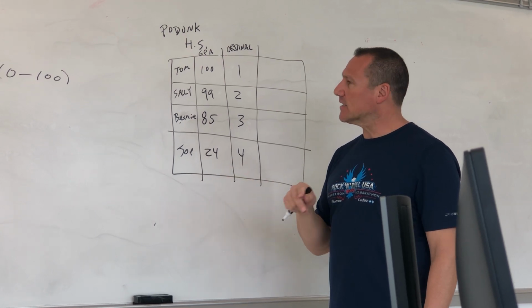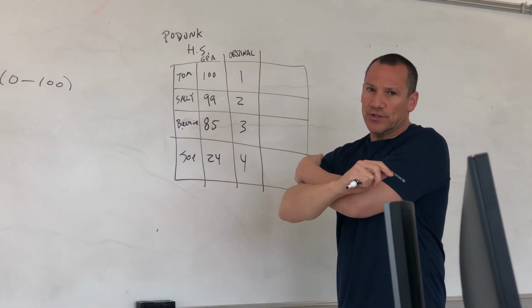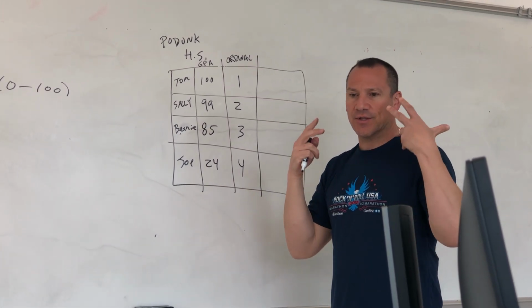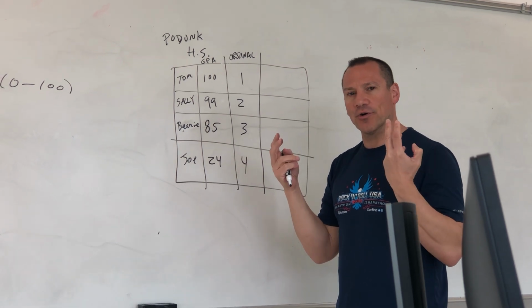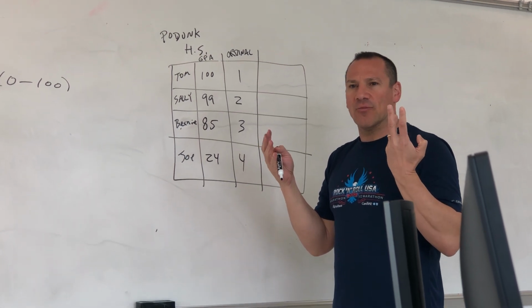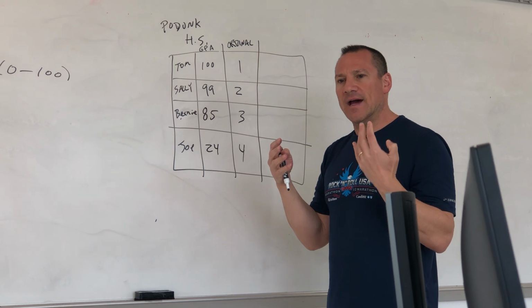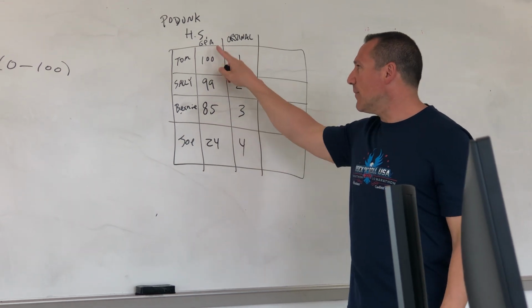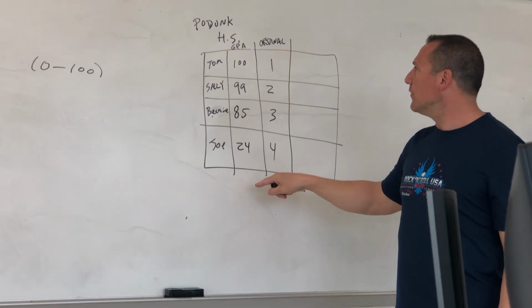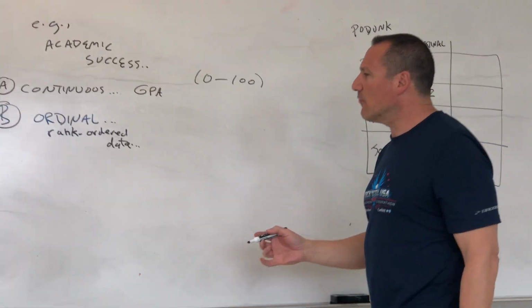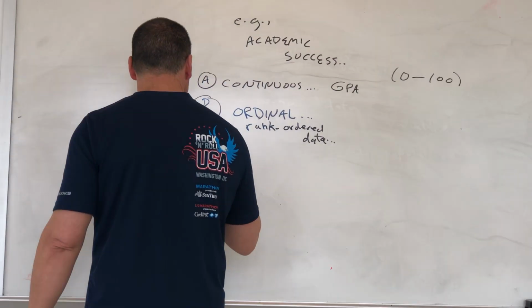And I emphasize that because I've overseen tons of student research, and the number of students who come in and think that they're going to measure something in an ordinal way, I don't really understand why, but it's very intuitive for people to do that. Don't do that. If you can measure things continuously, do that. Finally, we have what we call categorical.